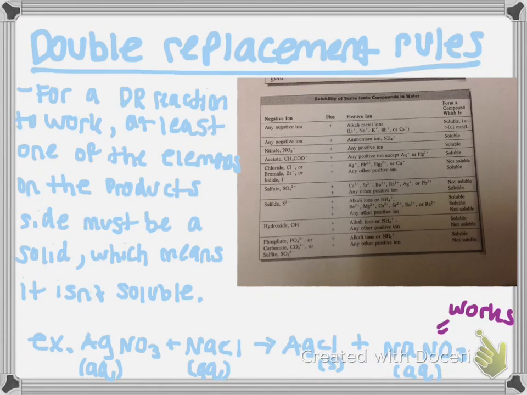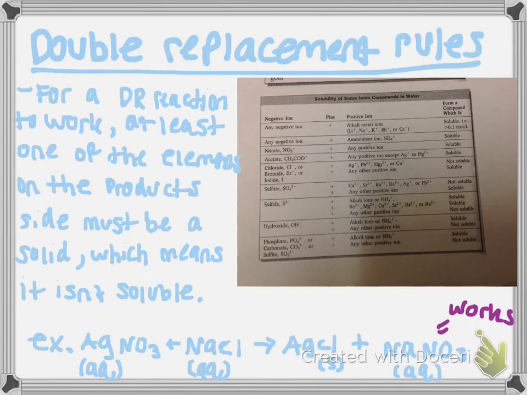Double replacement rules. For a double replacement reaction to work, at least one of the elements on the product side must be a solid, which means it isn't soluble. That is applying to the picture here. If it says it's soluble, it means it's aqueous, and if it's not soluble, it means it's solid. So we have AgNO3 plus NaCl equals AgCl plus NaNO3.